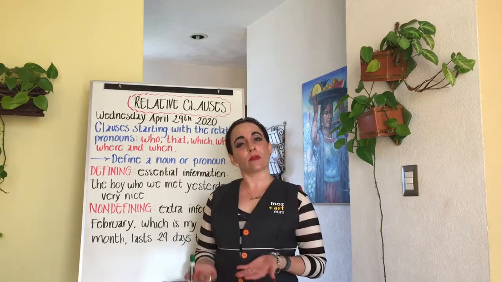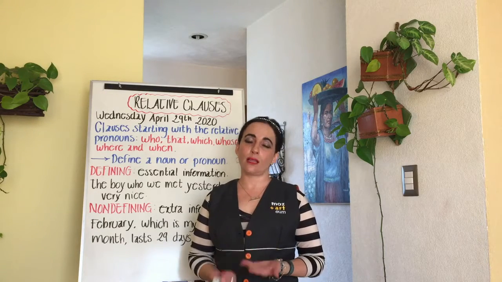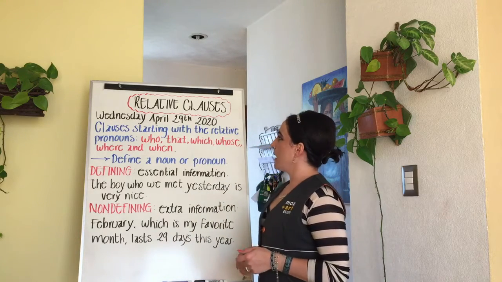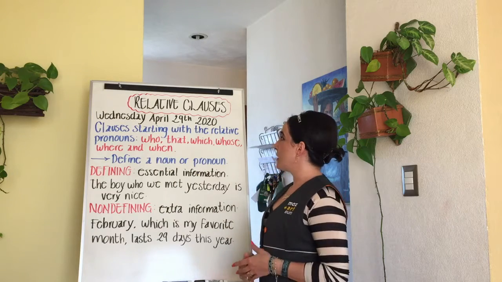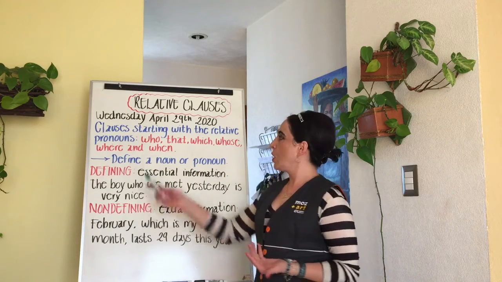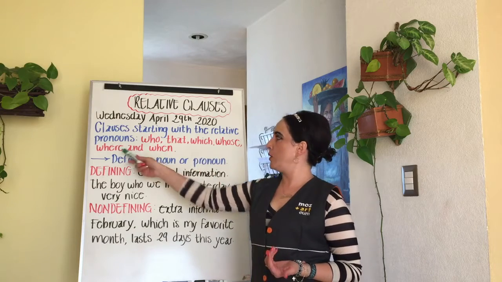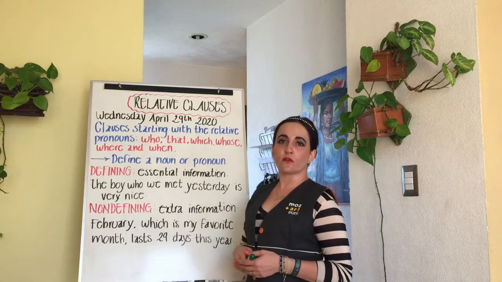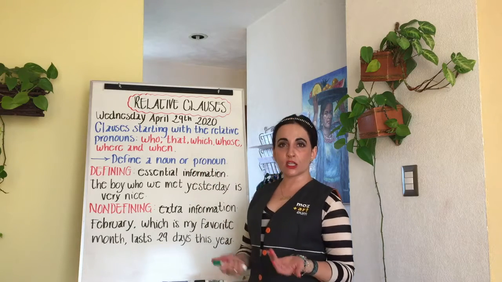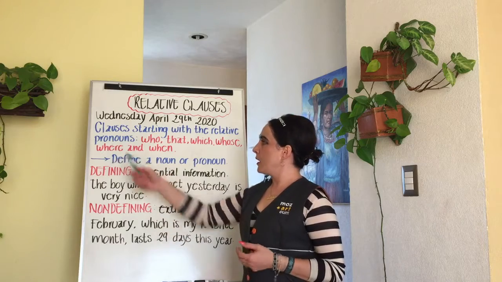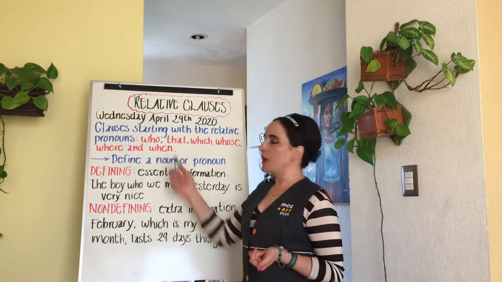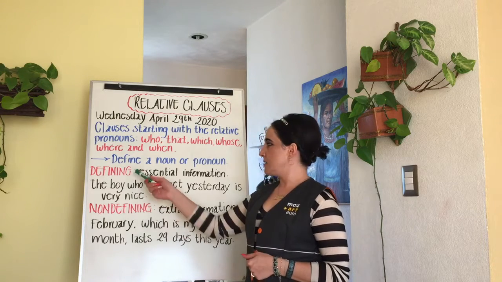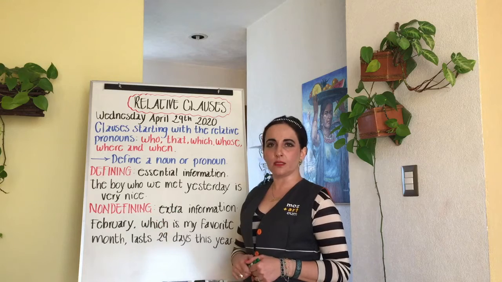Okay? And every relative clause begins with a relative pronoun, as we saw in the previous class. Relative clauses are those that start with the relative pronouns: who, that, which, whose, where, and when. Remember that who is for people, that and which for things, whose for possessions or belongings, where of place, and when of time. Okay? And we have two relative clauses, the defining ones and the non-defining ones.